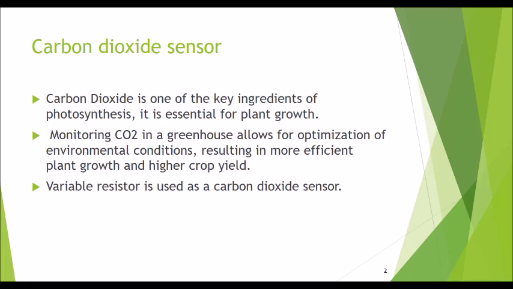Carbon dioxide sensor. We all know that carbon dioxide is a crucial ingredient required for plant growth. Secondly, carbon dioxide is an important factor to be considered and controlled in a greenhouse since it has the ability to improve yield and quality of crops. Third point, CO2 sensor isn't available in Proteus. Therefore, a variable resistor is used as carbon dioxide sensor and is coded to perform in the same manner.